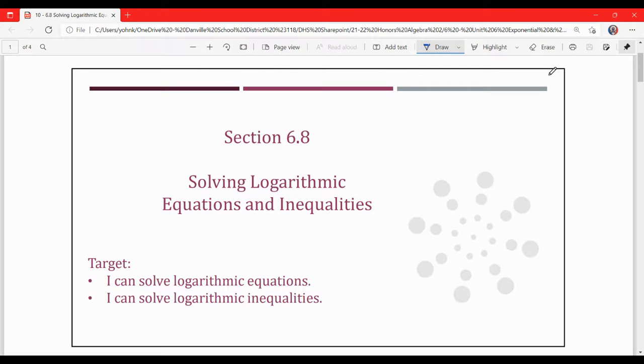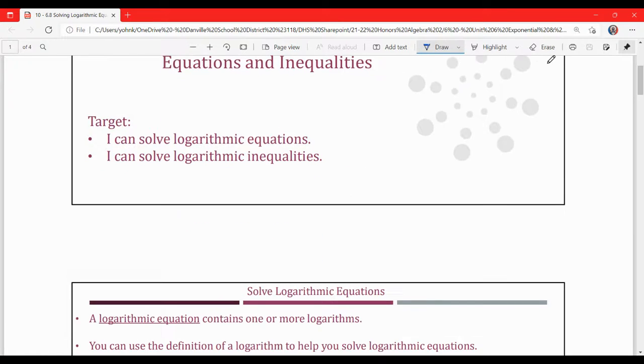Hey kids, welcome to section 6.8, solving logarithmic equations and inequalities. Today I'm going to teach you how to solve logarithmic equations and logarithmic inequalities.